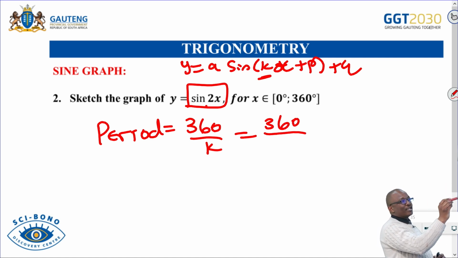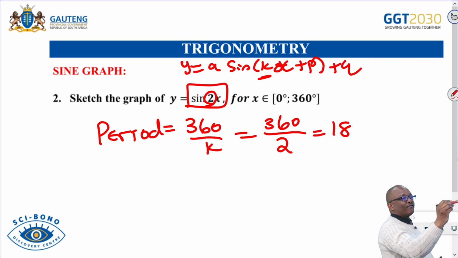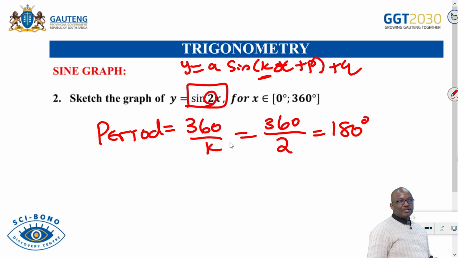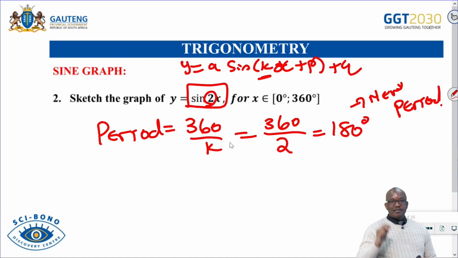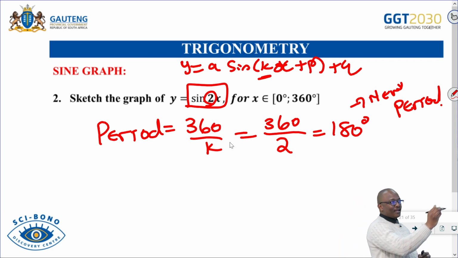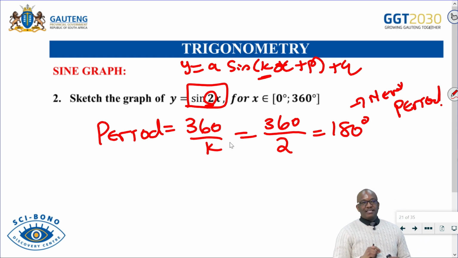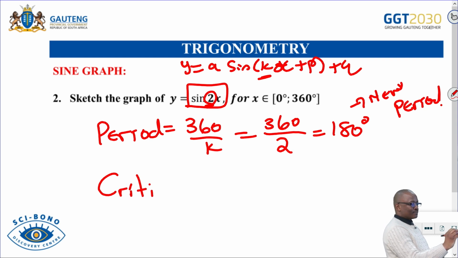So now, the value of k is the value in front of x. The value in front of x in this case is 2. So we're going to divide by 2, then we're going to have 180. So 180 now is our period. 180 is the period for that graph. So you can see that k affects the period.